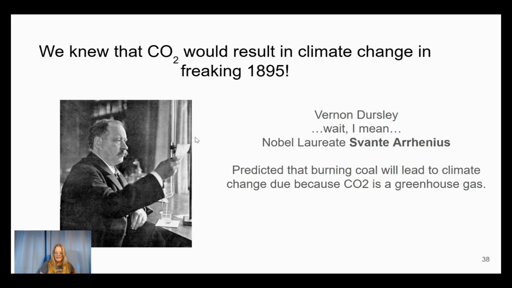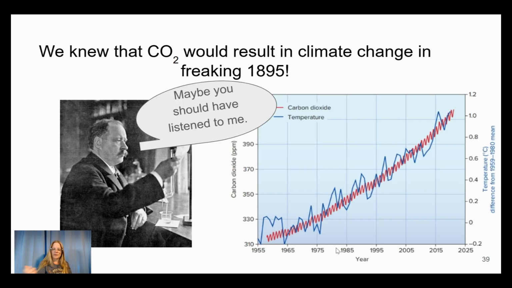As far back as 1895, we understood that carbon dioxide would act like a greenhouse gas, leading eventually to climate change. Nobel laureate Svante Arrhenius, that to me looks like Harry Potter's abusive uncle, Vernon Dursley, but maybe that's just me. So he described this, and everybody thought, wow, golly, that's amazing, and we should give you a Nobel Prize. But of course, we didn't listen to him.